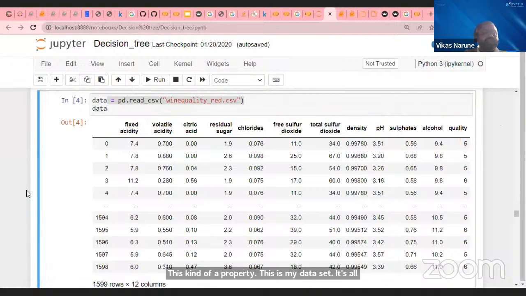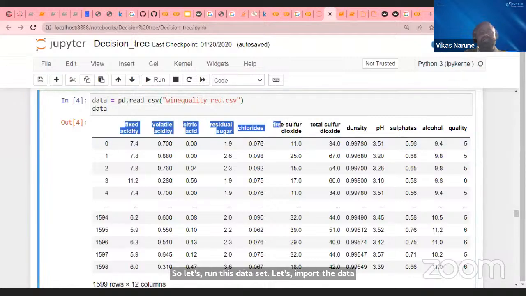Okay. So let's run this data set. Let's import this data set. And once I import this data set, guys, all these features will be my X.